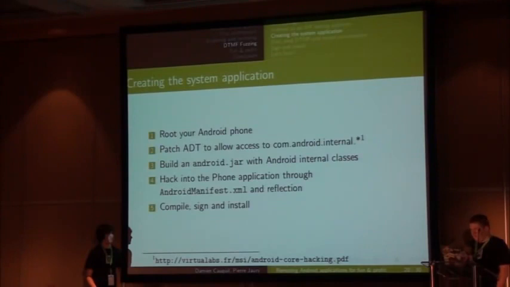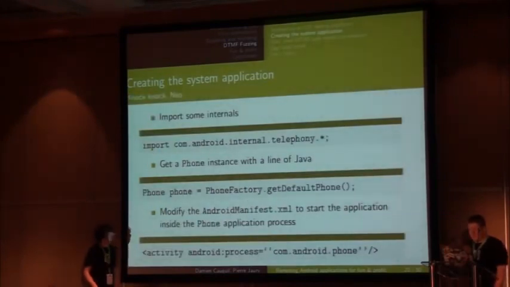Hacking into the phone application means that we have to run our application inside the process of the phone application, which is the basic phone application installed on Android. That application is responsible for creating communications, dialing numbers, and so on. And eventually, we just compile, sign, and deploy the application on the Android mobile phone.